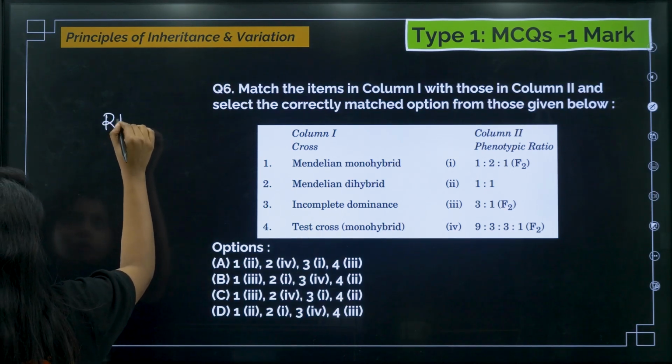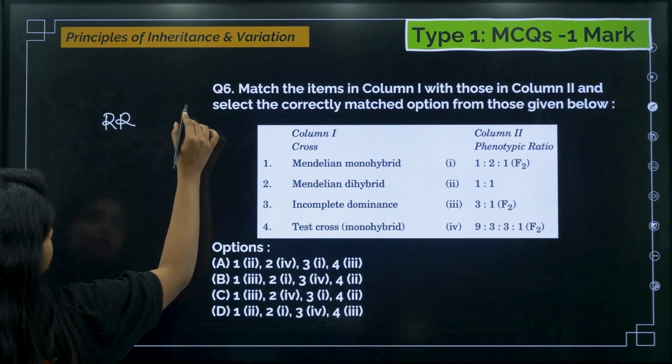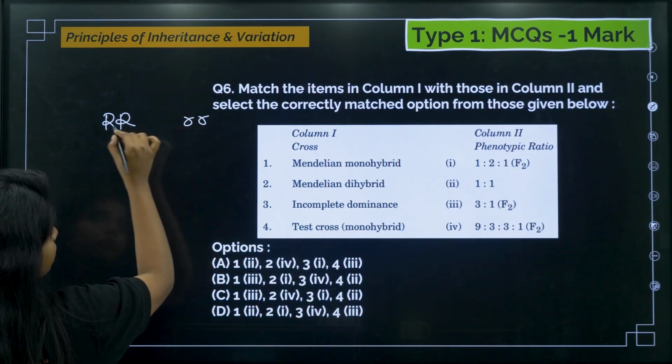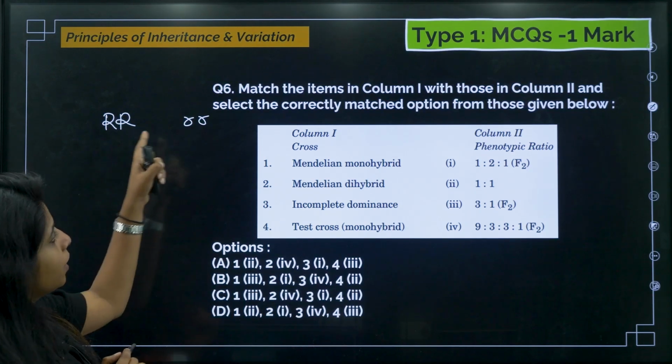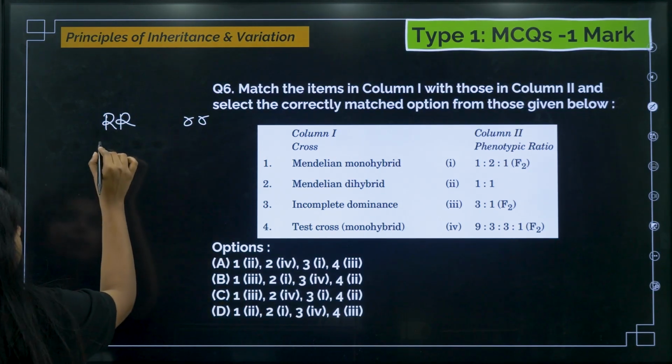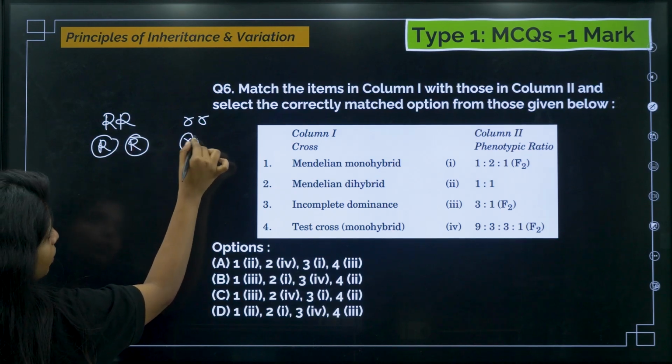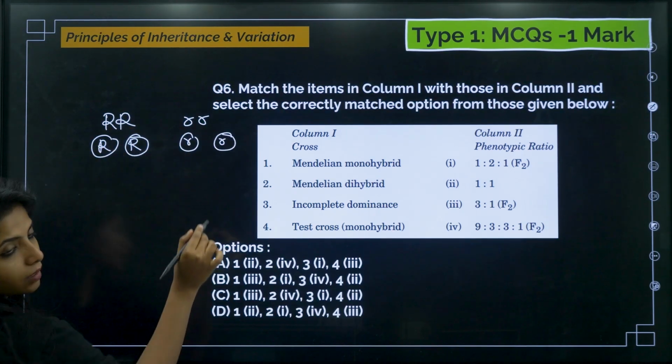Snapdragon had pink flowers, red flowers (capital R), and white flowers. So this is for white, this is for red. Okay, this is pure red and pure white. Now when I try to breed, I get capital R. These are the gametes, small r. Please write gametes and then explain all this.